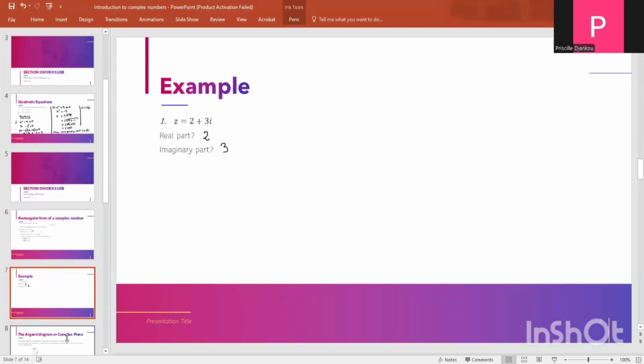Here is a simple example. If you're given the complex number z equals 2 plus 3i, what is the real part of z? The real part is simply 2. What is the imaginary part of z? The imaginary part is the coefficient of i, which is 3. So the real part is the part without i, whereas the imaginary part is the coefficient of i. In this case, we have 3.